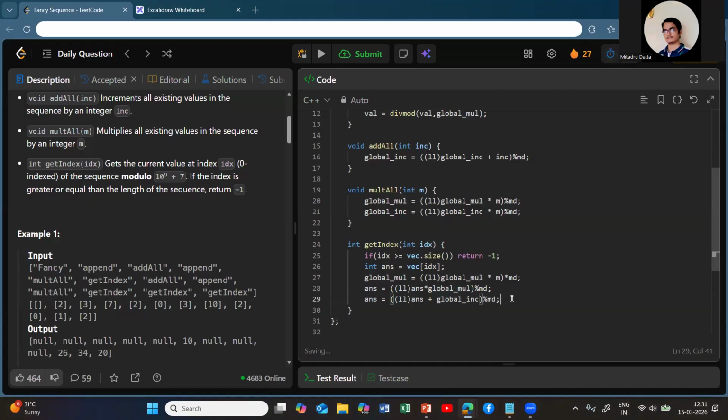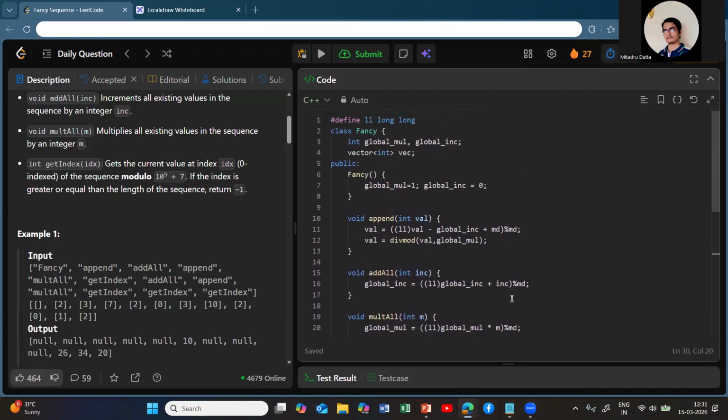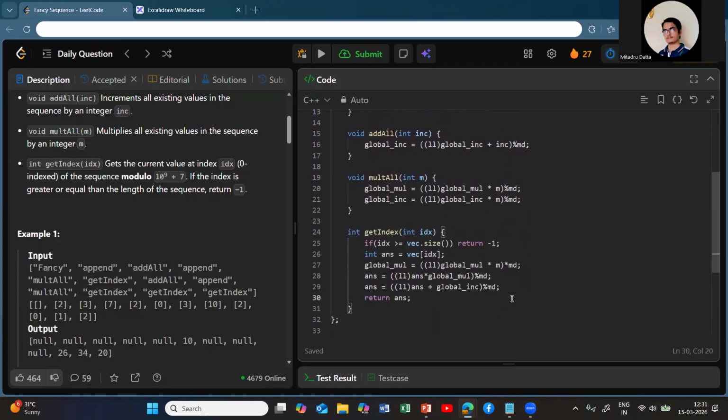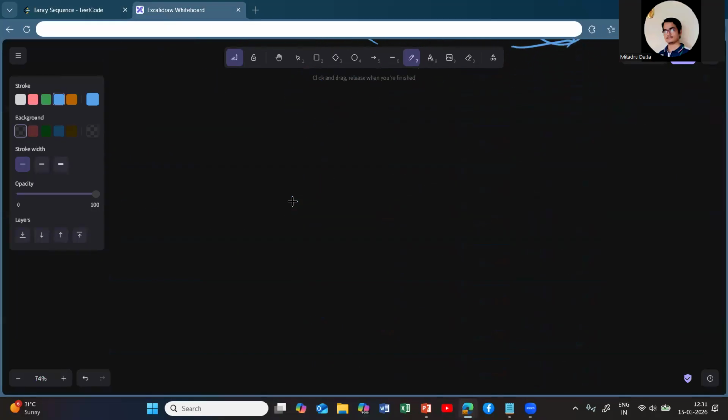Just increment your value, and at the end you can simply return your answer. That will be all. The only thing which remains now is writing the divmod function. You can also Google it on the internet. So basically, how do we do that? I am giving you a quick overview.